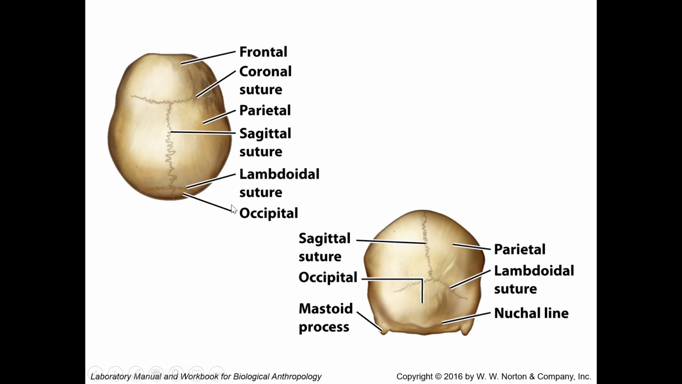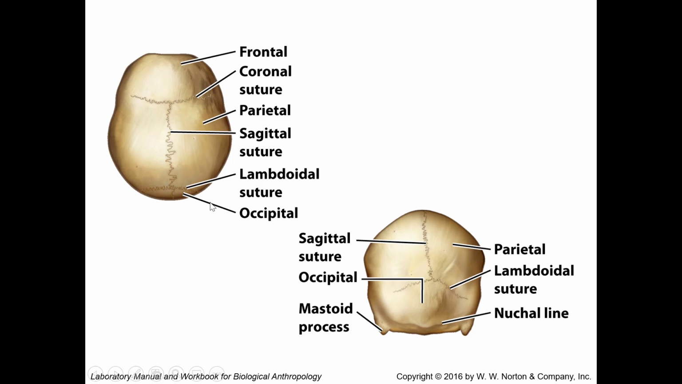And so these are important to know, right? So we've got a frontal suture up here at the front, and then you've got a coronal suture. Where the frontal bone articulates with our two parietals is called the coronal suture. Here's our parietal bone, parietal bone. Between the two parietal bones is the sagittal suture, right?